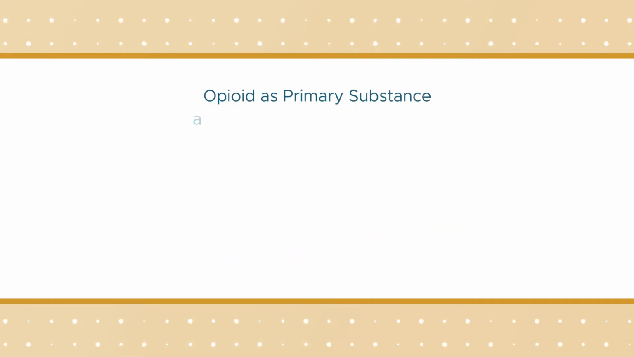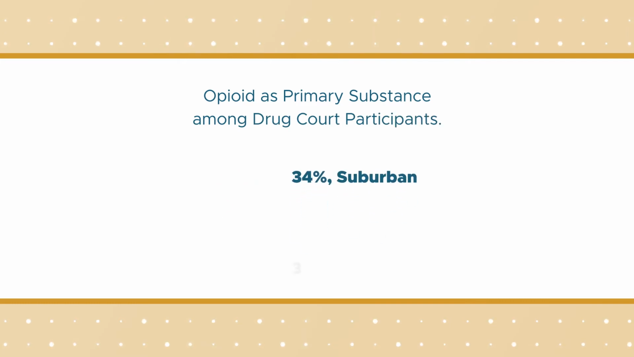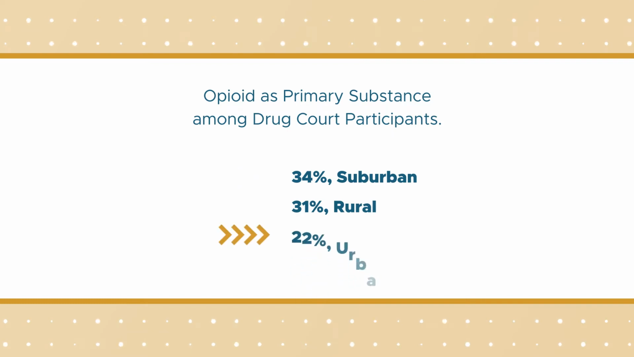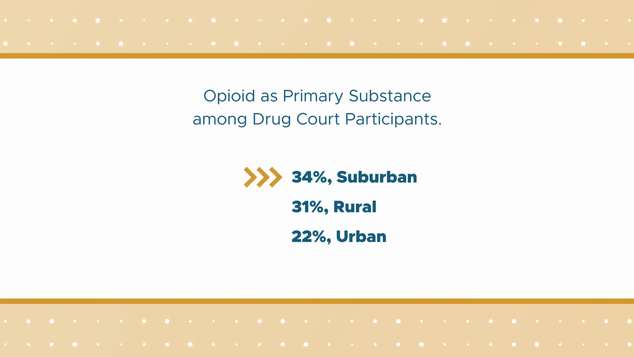While we may not know exactly how many individuals on community supervision have an OUD, a national survey of drug courts provides some information about the primary use of opioids. In suburban drug courts, respondents reported 34% of their participants primarily use opioids. In rural drug courts, respondents reported 31% of their participants primarily used opioids. And in urban drug courts, respondents reported 22% of their participants primarily used opioids.